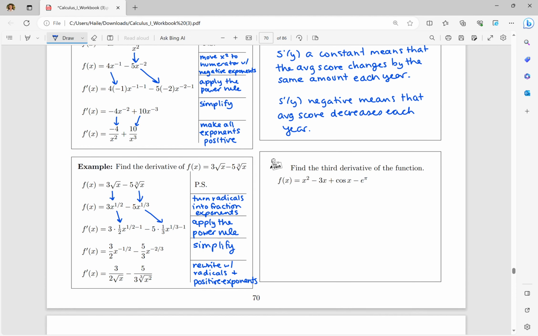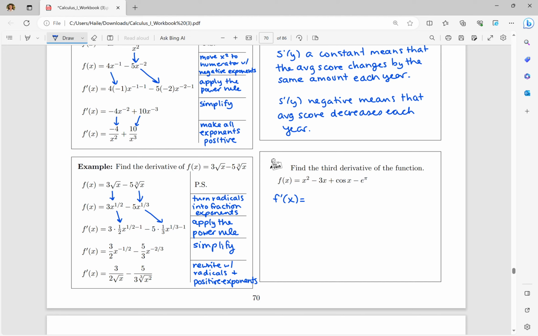Okay, and now we're just going to go back to lesson 7 when we talked about higher order derivatives, and we're just going to practice doing a higher order derivative with power rule mixed with a couple of your derivatives from lesson 7, so those basic functions. So we're given f of x is equal to x squared minus 3x plus cosine of x minus e to the pi. So let's find the first derivative of this function.